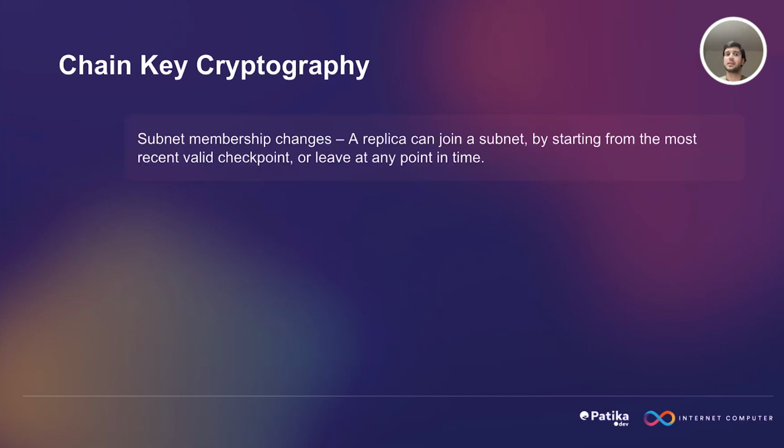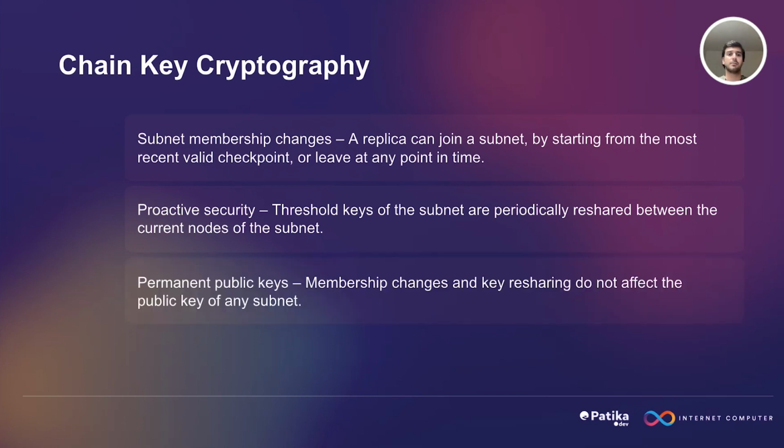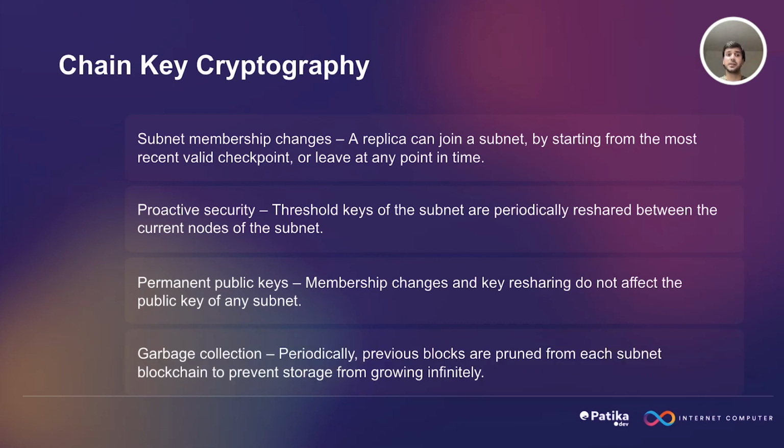First, a replica can join a subnet by starting from the most recent checkpoint or leave at any point in time. Threshold keys of the subnet are periodically reshared between the current nodes of the subnet. Membership changes and key resharing do not affect the public key of any subnet. Periodically, previous blocks are pruned from each subnet blockchain to prevent storage from growing infinitely.